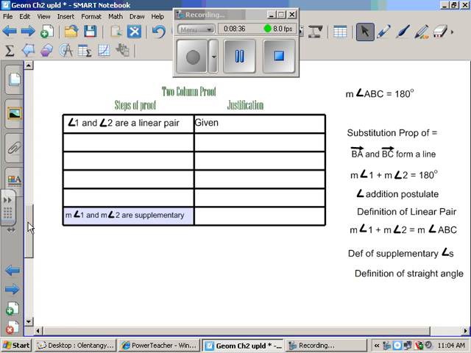Okay? So if I think back, remember the definition of a linear pair: two adjacent angles whose outside rays make a line. Okay, and all I know is that I have a linear pair. What could I say here? Which of those statements am I allowed to say based on only the fact I know it's a linear pair?